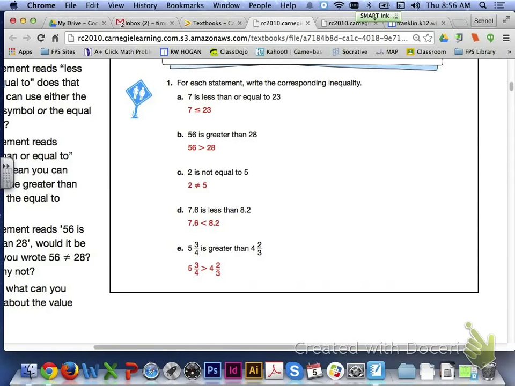Here is what your answers should look like for A through E. 7 is less than or equal to 23 for letter B, 56 greater than 28. C, 2 is not equal to 5. D, 7 6/10 is less than 8 2/10. And for letter E, 5 3/4 is greater than 4 2/3. Please make sure you check your symbols carefully, make sure that they are correct.